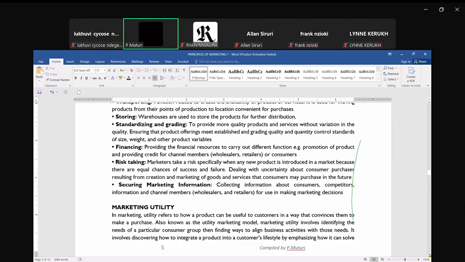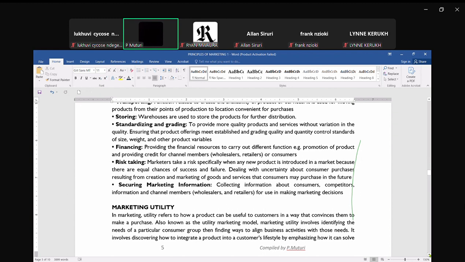Financing, yeah, so providing financial resources to carry out various functions of marketing, for instance, to produce the product, to promote the product, to be able to avail the product through the channel of distribution. So those financing resources are required. So providing those resources to also do that.